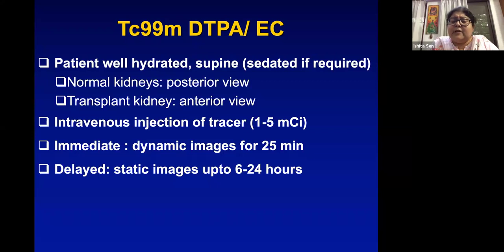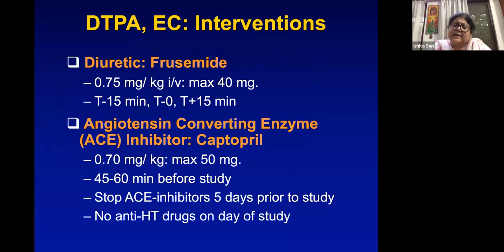Now, the intravenous injection of the tracer is given at the 0th minute, and the dose may vary between 1 to 5 millicurie. Immediate dynamic images are acquired for about 25 to 30 minutes, and delayed static images may be taken up to 6 to 24 hours. This is especially in cases where you are trying to look for any obstruction. The most common intervention is diuretic. Normally, the standard dose is 0.75 milligram per kg intravenously and a maximum of 40 milligram.